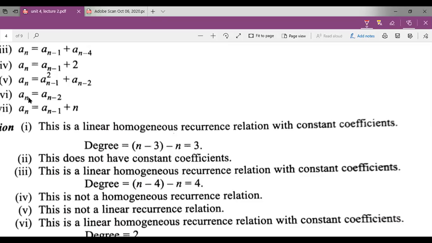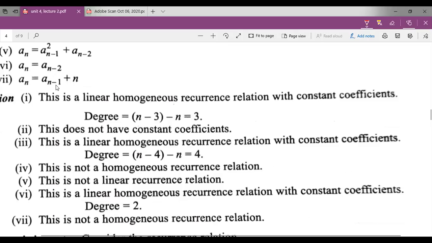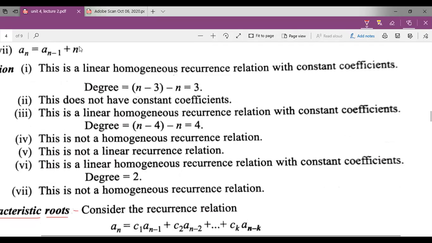The sixth one: aₙ = aₙ₋₂. This is a linear homogeneous recurrence relation with constant coefficients, and the degree is 2. The seventh one is not a linear homogeneous recurrence relation, because a function of n is present here.